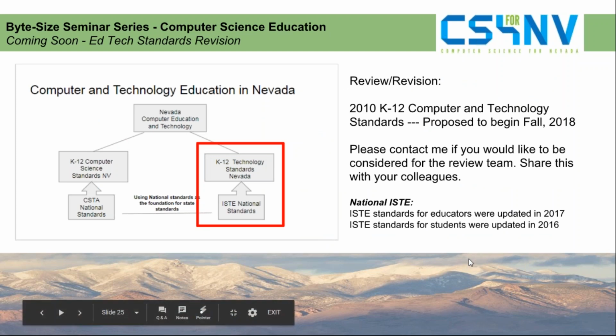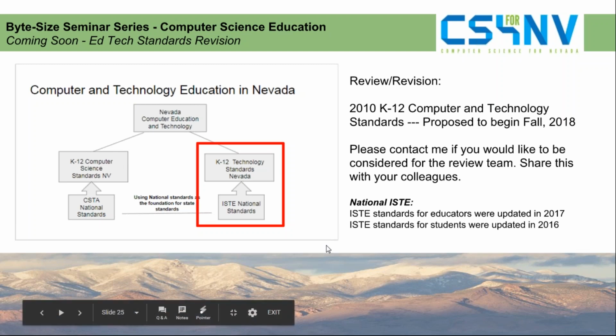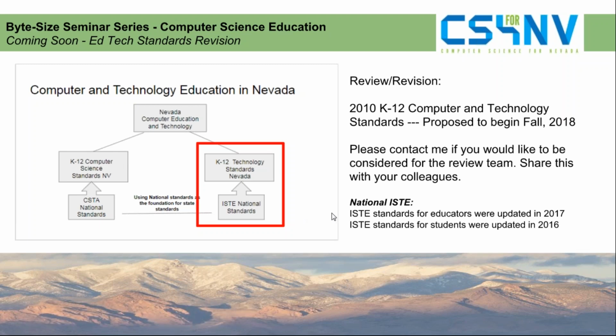Okay, and then lastly, I mentioned that the computer and technology standards that we currently have in place are from 2010, so those are like the dinosaur ages. So we're going to begin the revision of that this fall. And if there's anyone in your schools or in your group that would like to be considered for part of that review team, please do reach out to me and let me know, and I'll make sure that they get an application personally from me, because we would love to have all levels of folks involved in this, because this is a K-12 standard, so we need all voices.